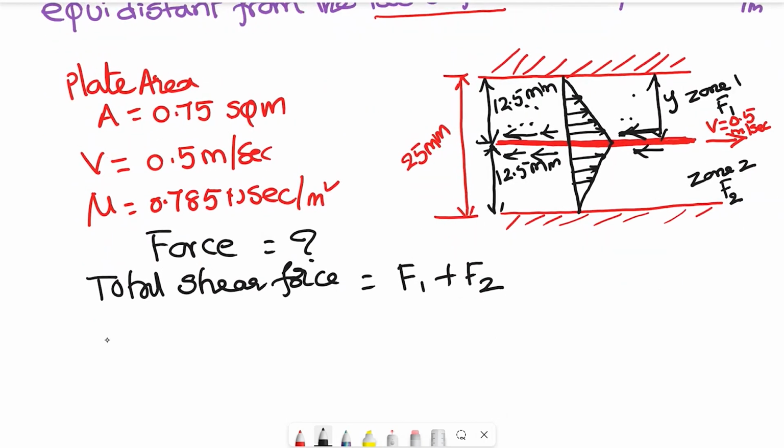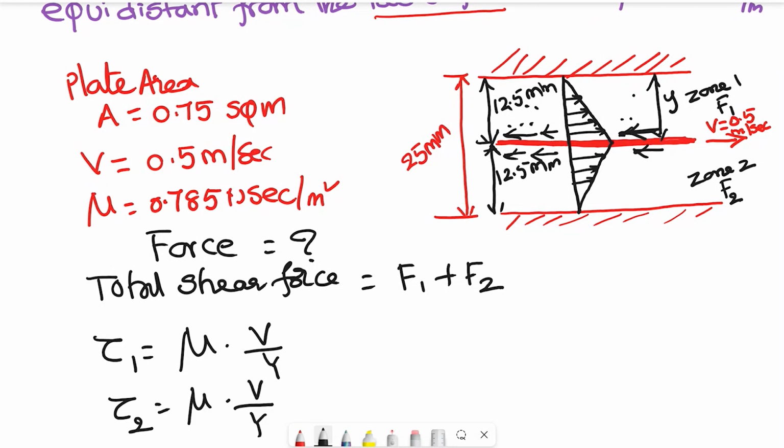So for zone 1, let me calculate. What is tau 1? What is the equation for us? Tau is equal to mu into V by Y, right? Tau 2 is again mu into V by Y. So mu is the same, and in this particular problem y1 and y2 are also the same. Velocity is anyhow the same. So now if I put it, what is tau 1?